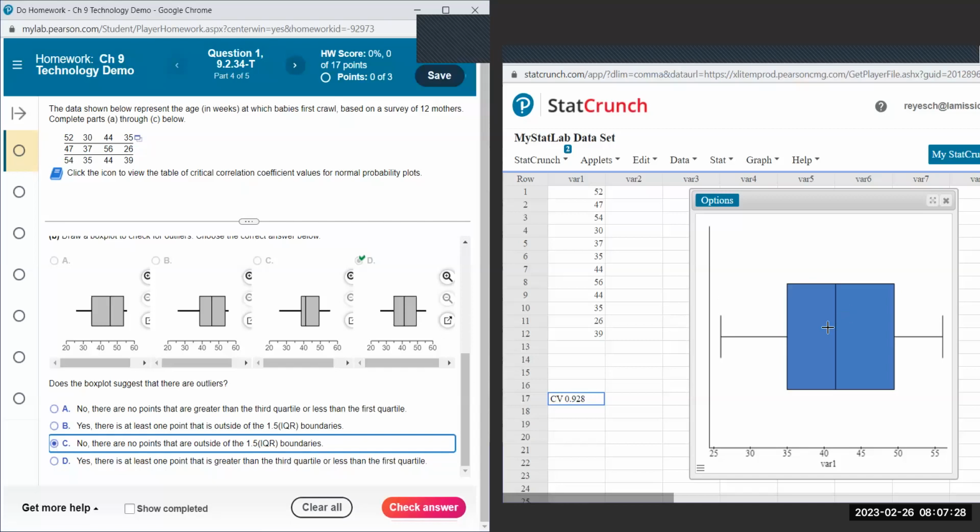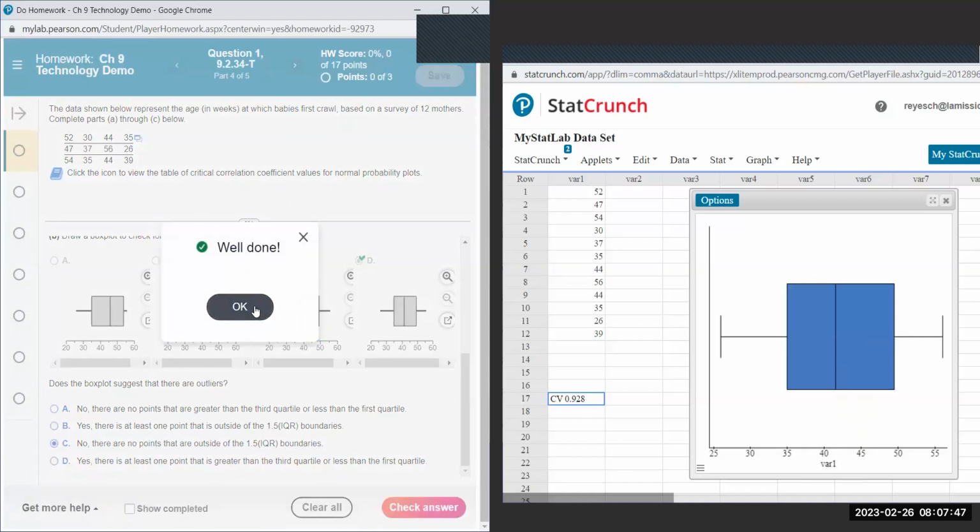It has to be more than 1.5 of these lengths. The IQR is the length. So if I go one box of that length and a half, whatever that cutoff is over here, anything below that is an outlier. And the same thing on the other side. That was from a previous chapter.